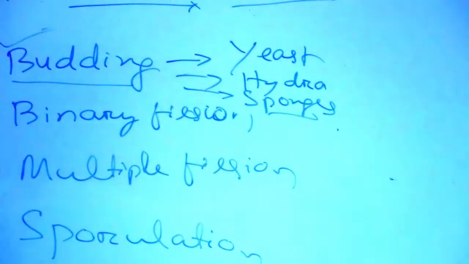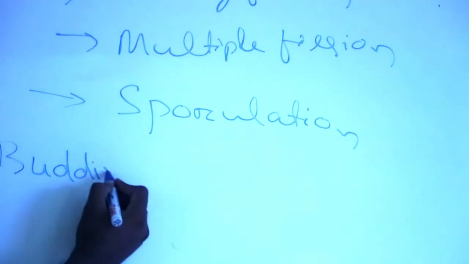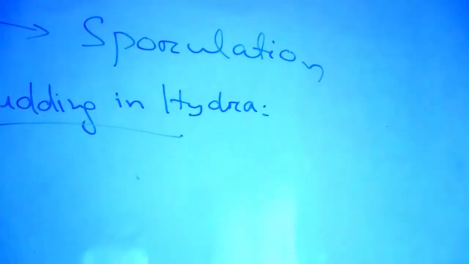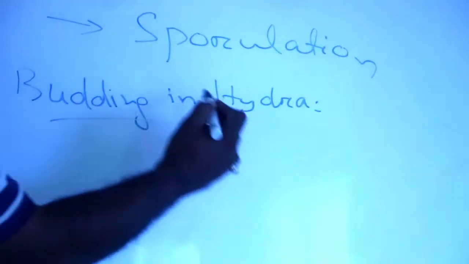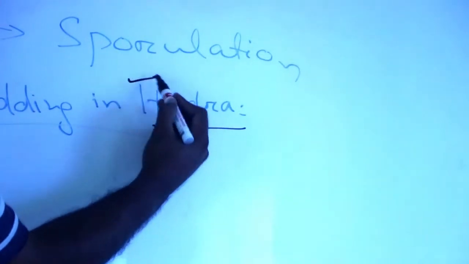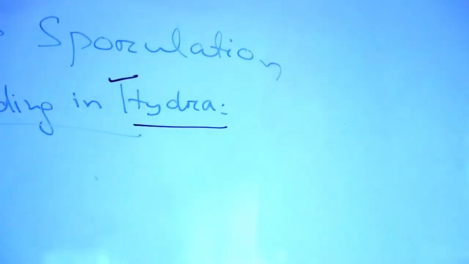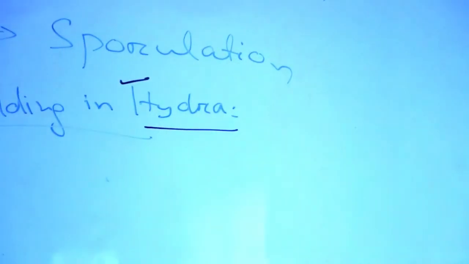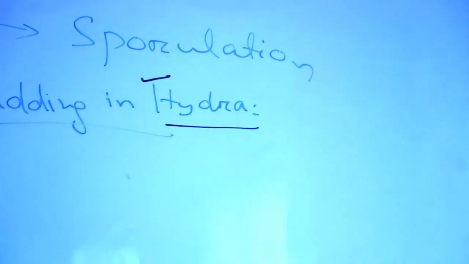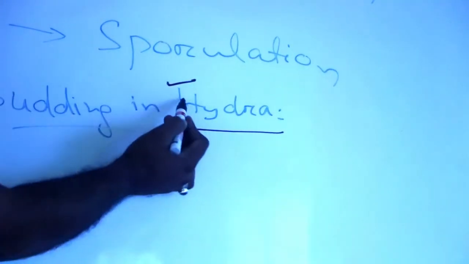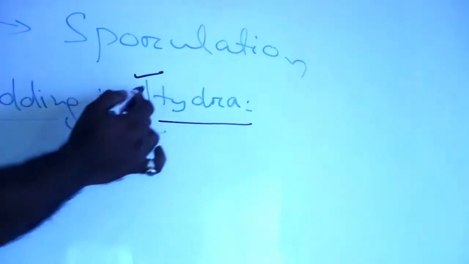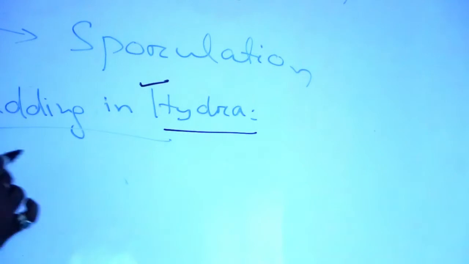Budding in hydra. Hydra is a coelenterate. It is commonly known as a freshwater polyp. Hydra reproduces asexually by means of budding during its favorable condition. Hydra is a freshwater polyp. It lives in a freshwater medium. It is a coelenterate animal, hydra.